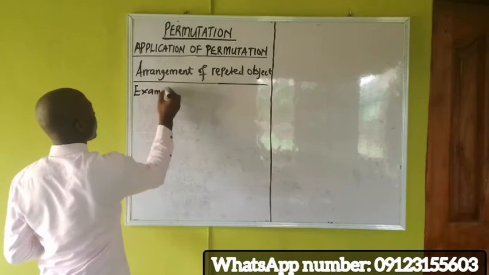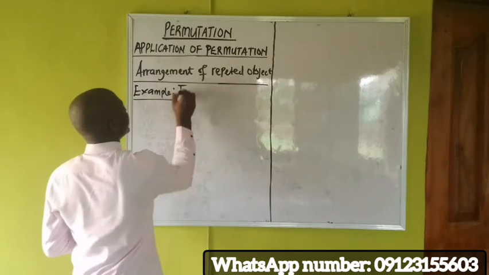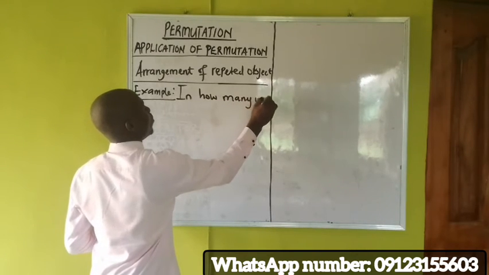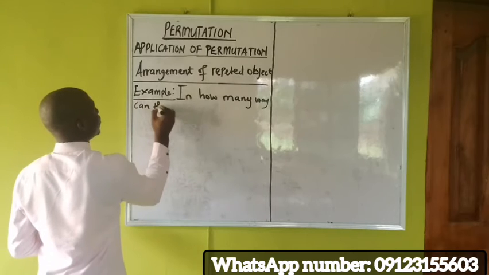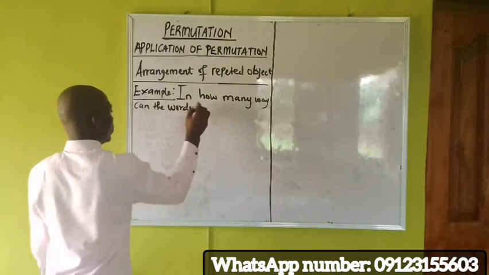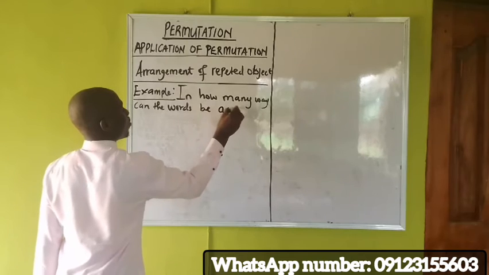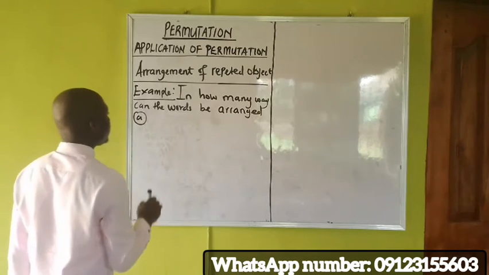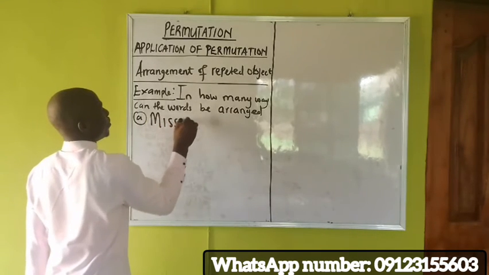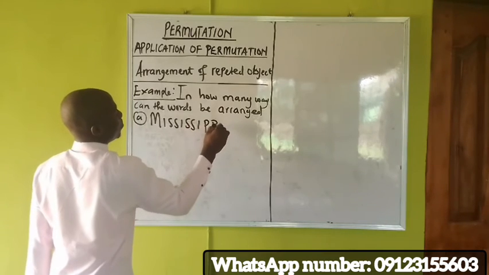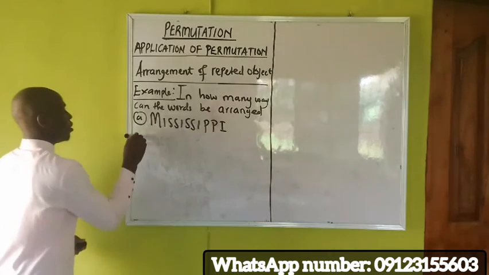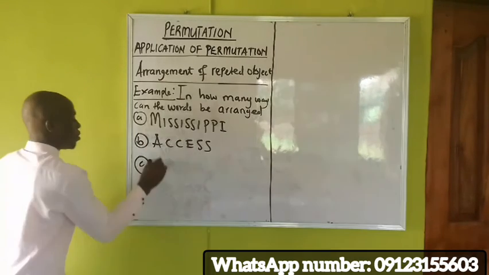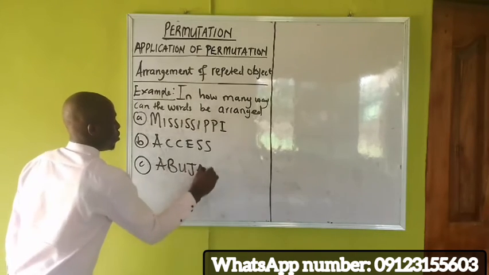In how many ways can the word be arranged? Let's say number 1, I have Mississippi. Alright. In how many ways can the word be arranged?